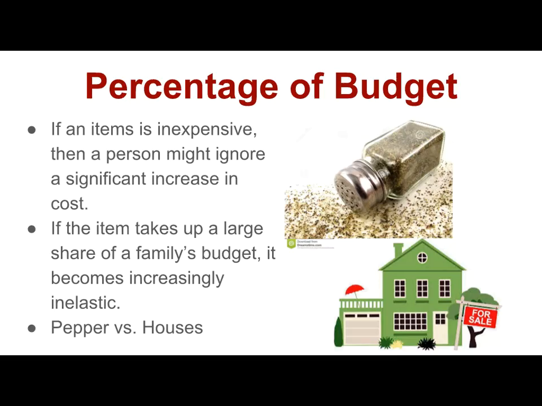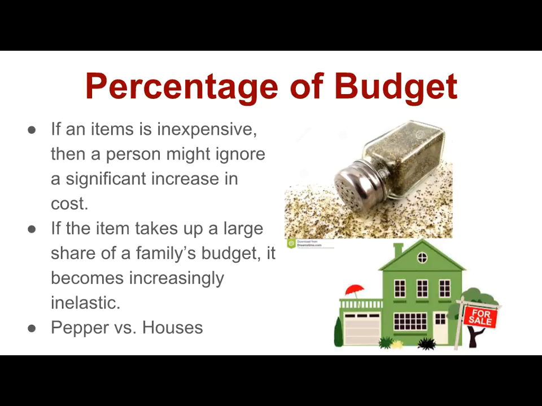Now, the percentage of your budget is another one. If an item is inexpensive, that is, it doesn't cost you a lot of your money, then you might not even notice the changes in its price. It's such a small percentage of what you pay. Let's take, for example, pepper. We like to sprinkle a little bit of pepper on our food sometimes. It enhances the flavor. Pepper's not very expensive. So the price could all of a sudden, between last month and this month, jump by 20%. And you might not even notice it, right?